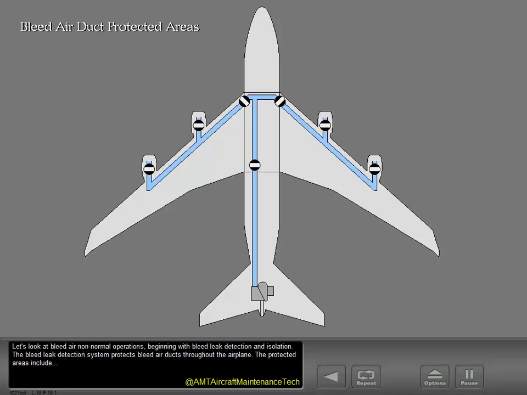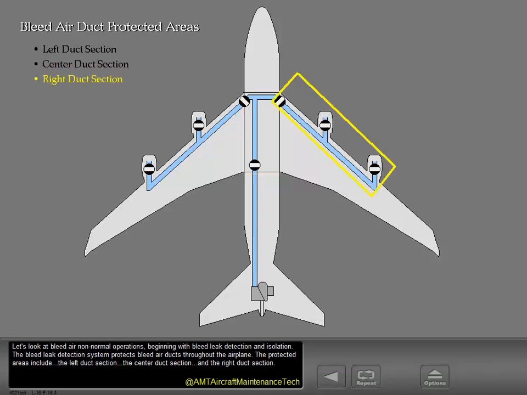Let's look at bleed air non-normal operations, beginning with bleed leak detection and isolation. The bleed leak detection system protects bleed air ducts throughout the airplane. The protected areas include the left duct section, the center duct section, and the right duct section.